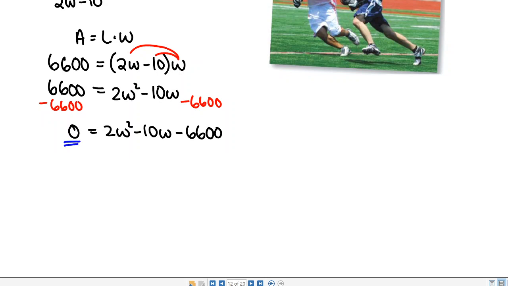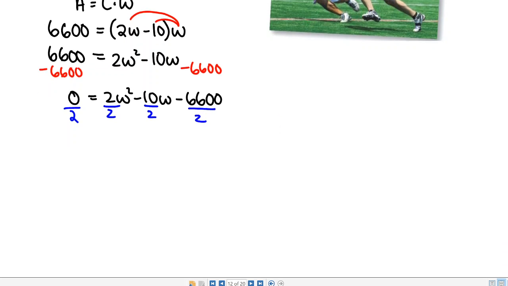So now one side is equal to 0, the other side is in standard form. So now we can start solving. I noticed that we have a common factor of 2 with all our terms. So I'm actually going to divide everything by 2 to help get our numbers smaller. So we end up with W squared minus 5W minus 3,300.